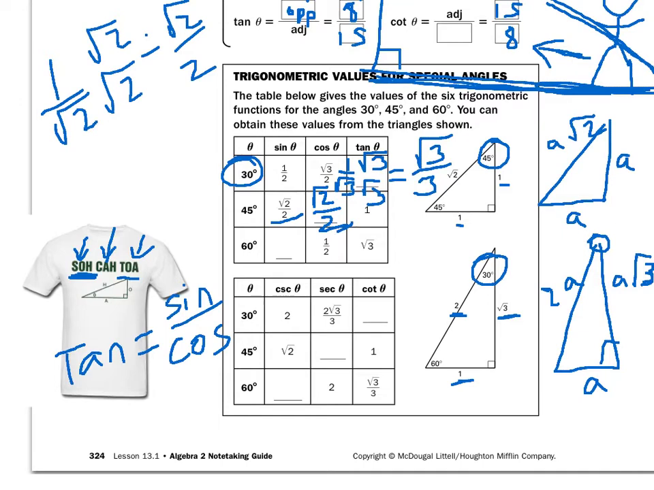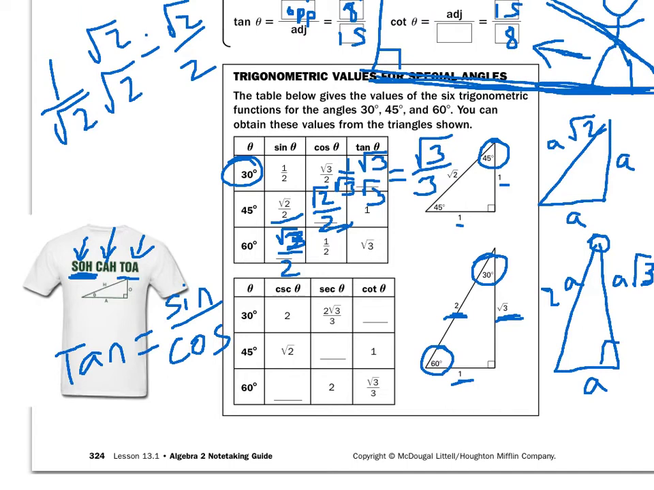Now, the sine of 60, if I look at that down here, it's opposite over hypotenuse, which is the square root of 3 over 2. It looks exactly like the cosine of 30. That is not a coincidence. That is what happens. Let's see if I can make that look like a 3. I don't know. That's a 3 if you're listening at home there.